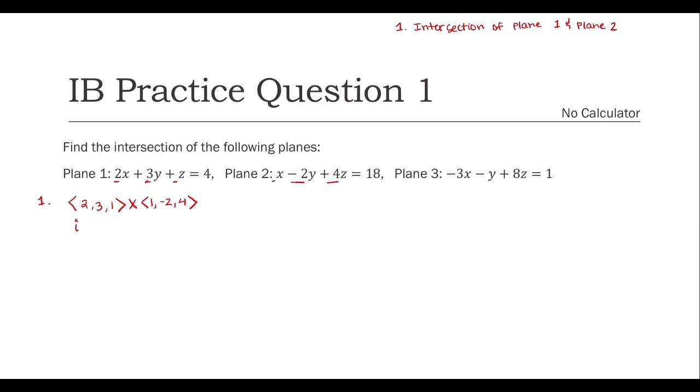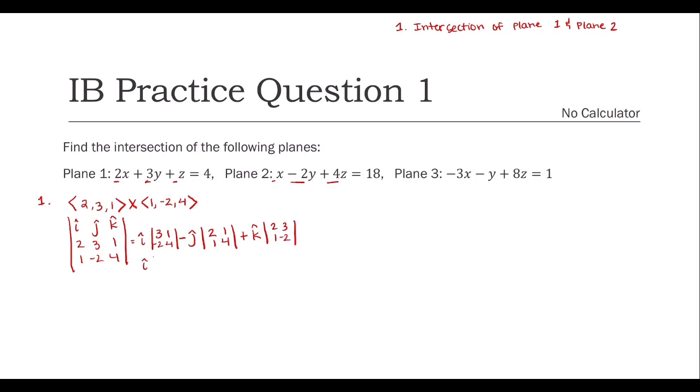So we'll have I, J, and K, and 2, 3, 1, 1, -2, 4. So this is equal to I times, if you cover your row and column with I, then we're left with 3, 1, -2, 4. Then we have minus J times, if we cover our row and column with J, then we're left with 2, 1, 1, 4. And then plus K times our determinant. If you cover your row and column with K, then you'll be left with 2, 3, 1, -2.